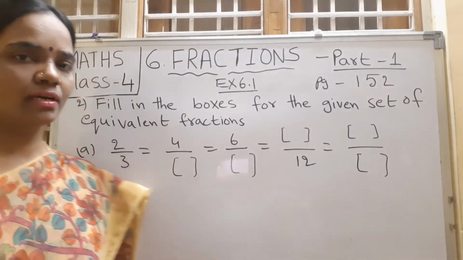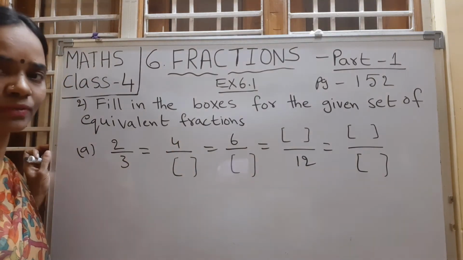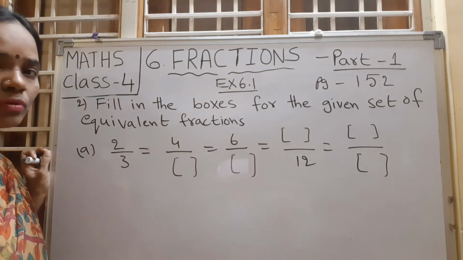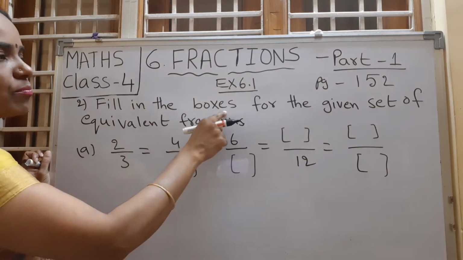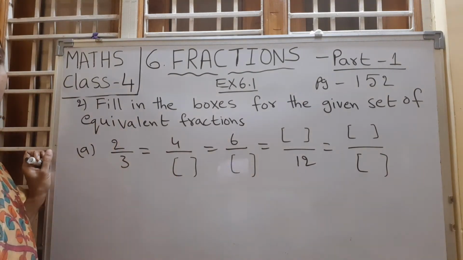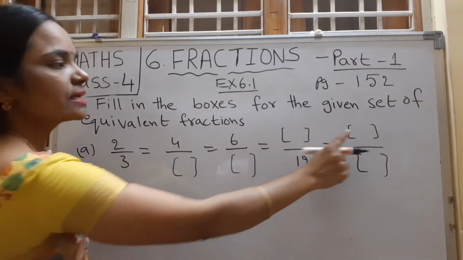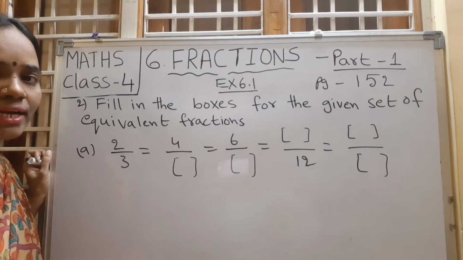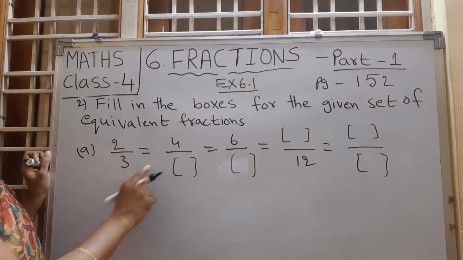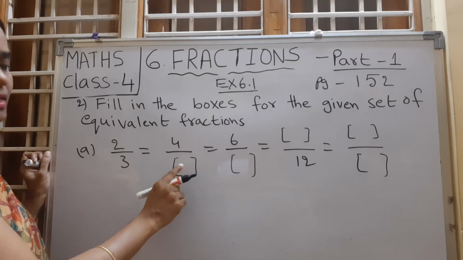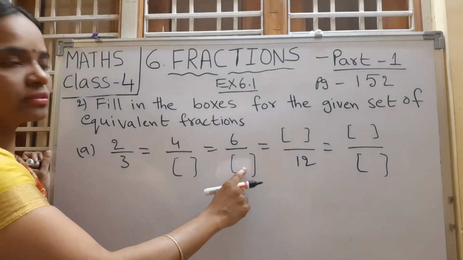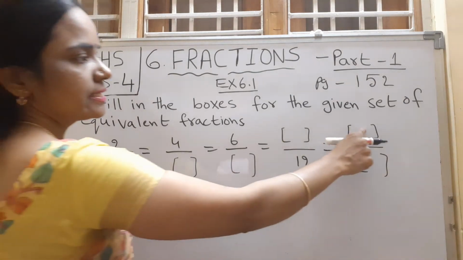Now look at the second problem from your textbook only, page number 152. What is the second problem? Fill in the boxes for the given set of equivalent fractions. So we have to find out the equivalent fractions here. First, 2 by 3 is equal to 4 by dash. This one we have to find out. Next, 6 by dash, we have to find out this. Next, dash by 12.